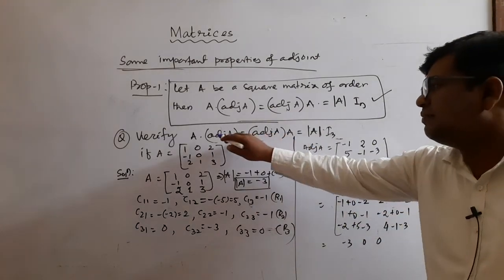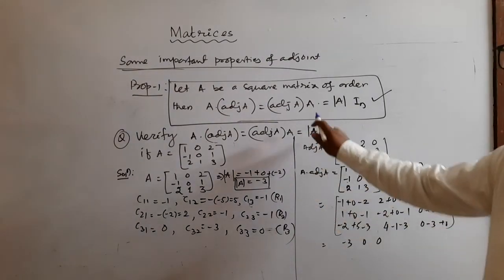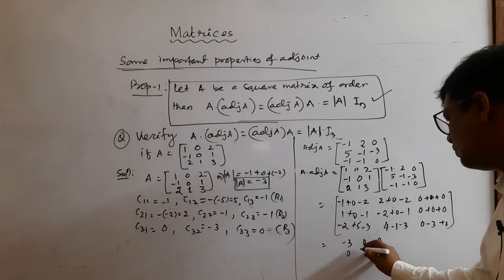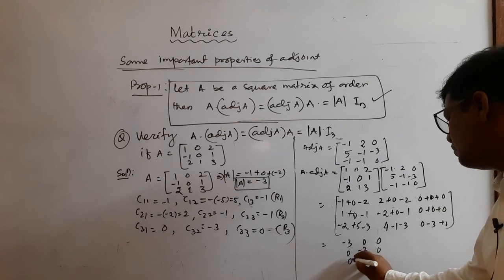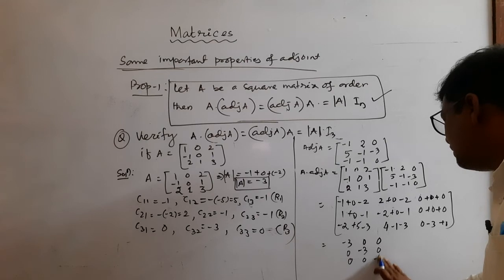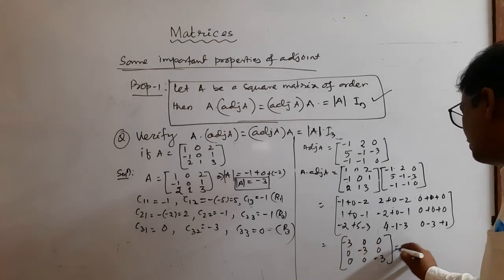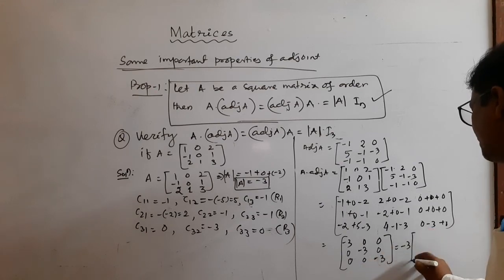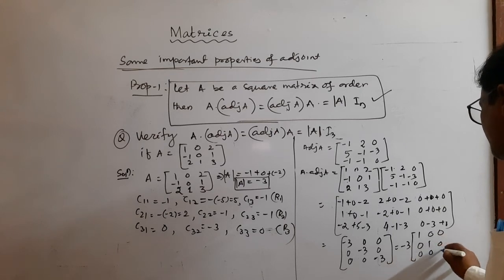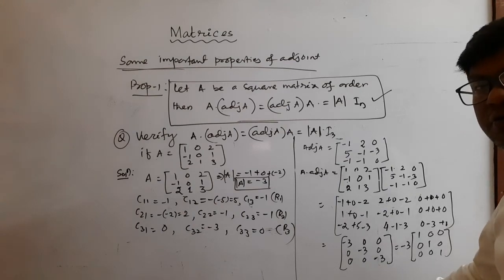So the question is verify A into adjoint A equal to adjoint A into A is equal to determinant value into identity matrix. So this is what? 0, minus 3, 0, 0, 0, minus 3. 0, 0 what? Minus 3. Minus 3. Take minus 3 common, then we get 1 0 0, 0 1 0, 0 0 1.